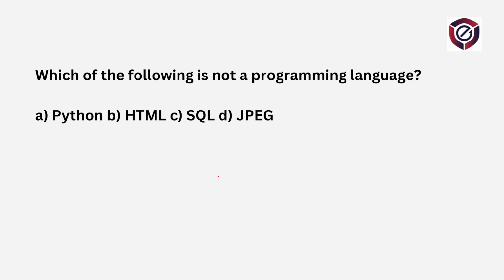HTML, sometimes HTML may be considered a markup language, but when we consider the broader overview, HTML is still one of the programming languages. Third one is SQL. SQL is actually a query language, but again, when we consider the broader overview, it is also one of the programming languages. But JPEG, which is the last option, is not a programming language. It is an image format. So the correct option is JPEG. Except JPEG, the other three are programming languages. JPEG is the image format.